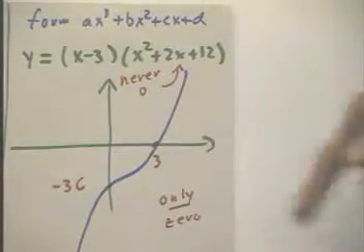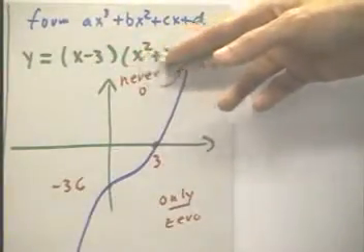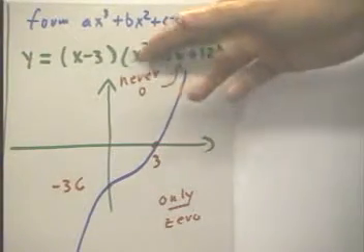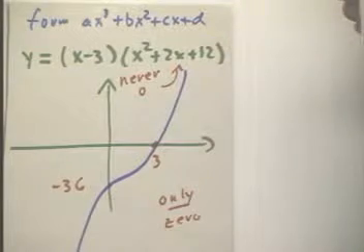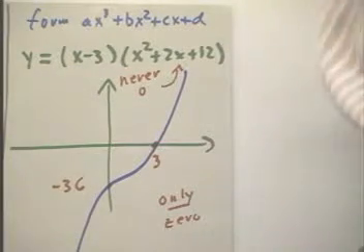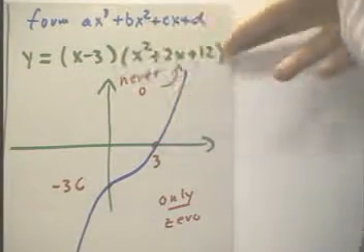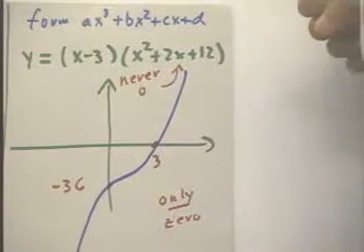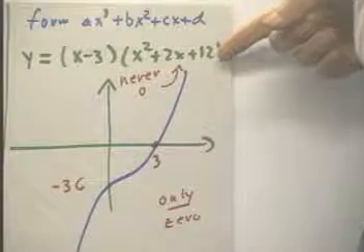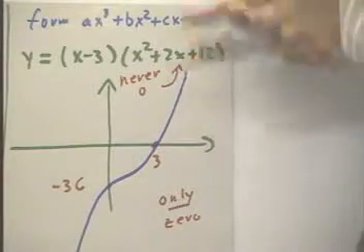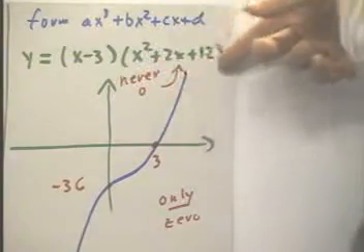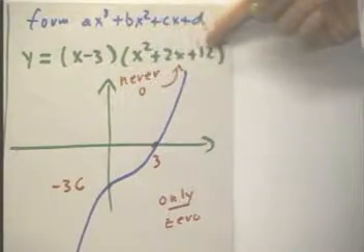Let's now look at the function y equals (x minus 3) times (x squared plus 2x plus 12). This thing can never be 0, because if you put this into the quadratic formula, you end up with a negative under the square root. Okay, set this equal to 0, do the quadratic formula, you don't get a solution, so it can never be 0. We call that an irreducible quadratic. That means it can't be factored.